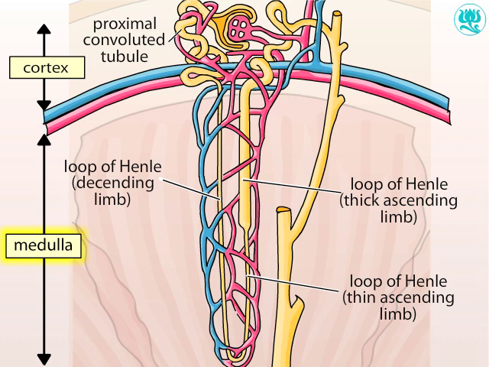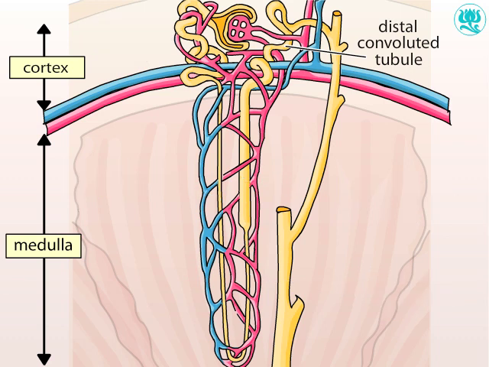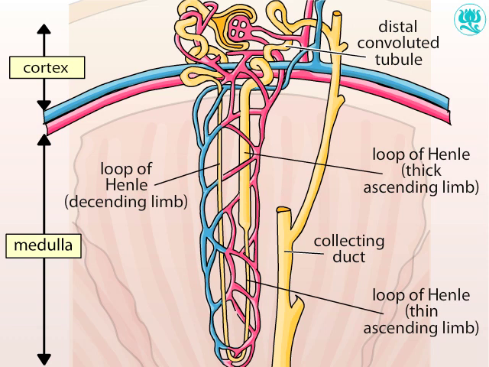Where the ascending limb of the loop of Henle reaches the cortex, it becomes the distal convoluted tubule. The distal convoluted tubules of many nephrons join a common collecting duct in the cortex. The collecting ducts then run in parallel with the loops of Henle down through the medulla and empty into the ureter at the tips of the renal pyramids.